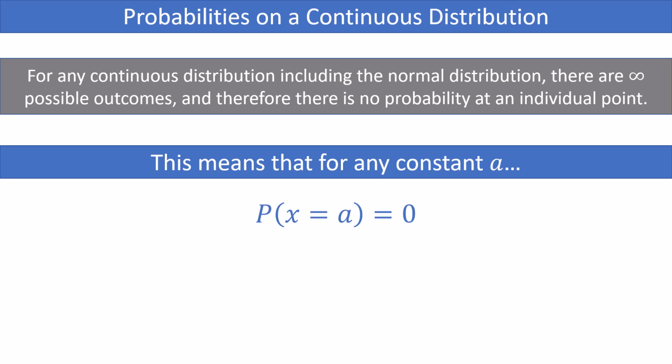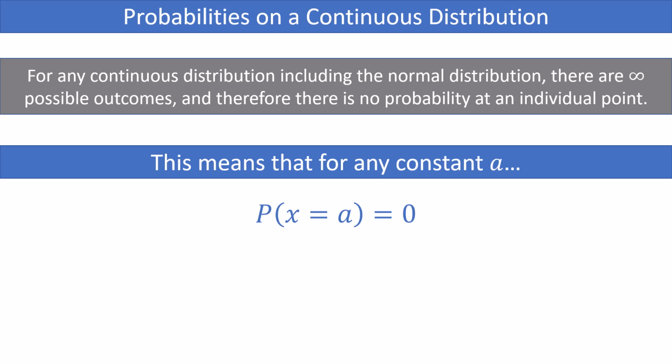Now, hopefully you're familiar with this notation, but if not, I will briefly explain. The P out front with the open parentheses represents what we call a probability statement. And here, this is saying that the probability that our variable takes on the value of some constant a is equal to 0.